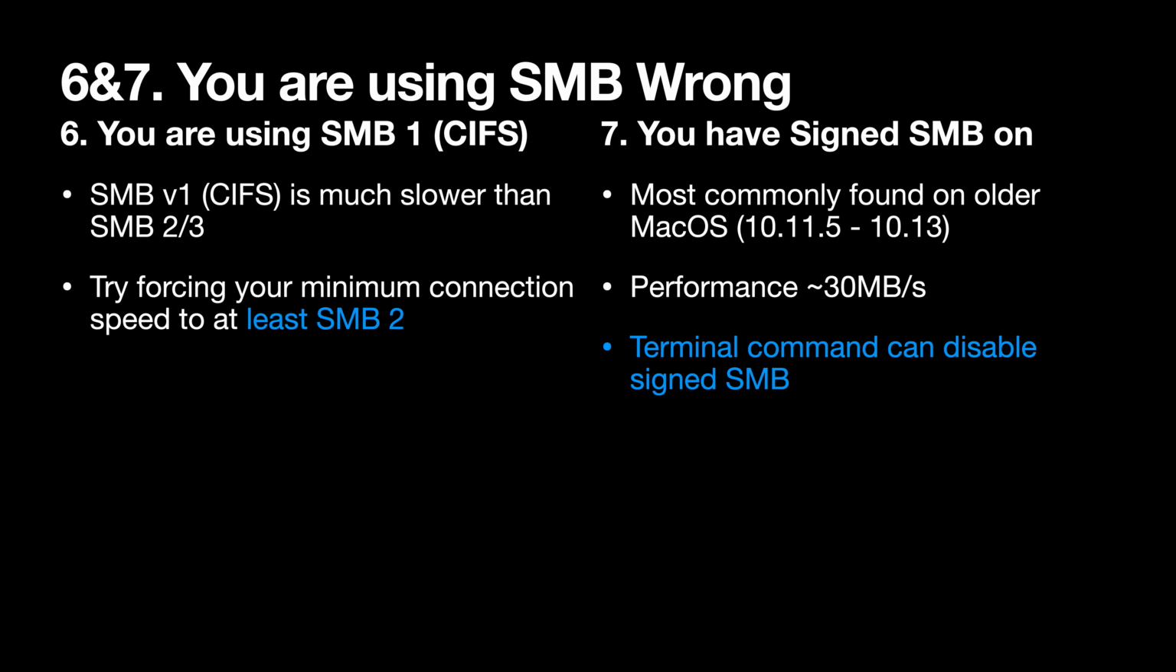And so that is one thing I've found that really slows things down. Now issue number 7, it's not as common as it was a few years ago, but you've got signed SMB packets turned on. Basically, this means that your SMB packets are being encrypted. SMB encryption is incredibly slow and really slows down a network, especially over 10 gigabit speeds.